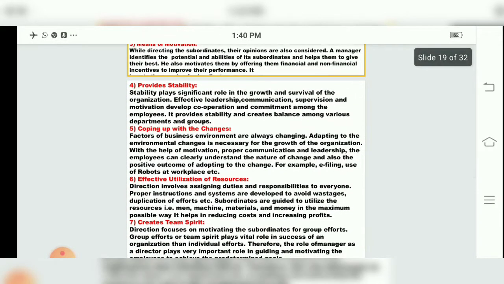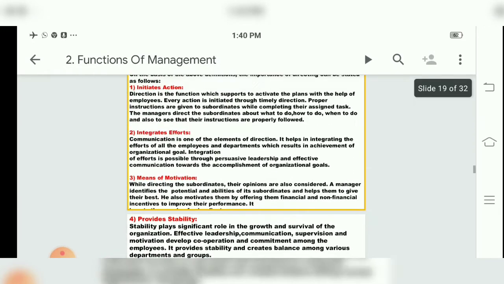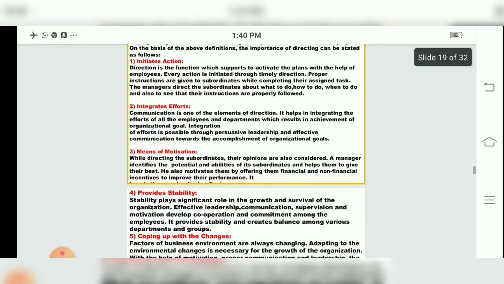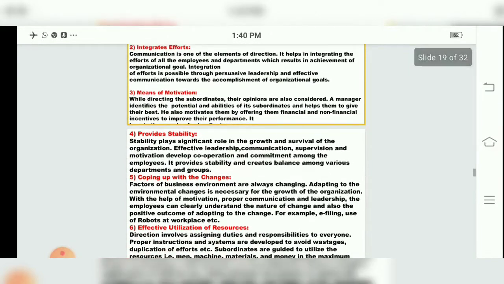So our third important point is what? Means of motivation. See, the first was what? Effort should be there. Then initiative, action should be there. Integrated effort should be there. Means of motivation should be there.